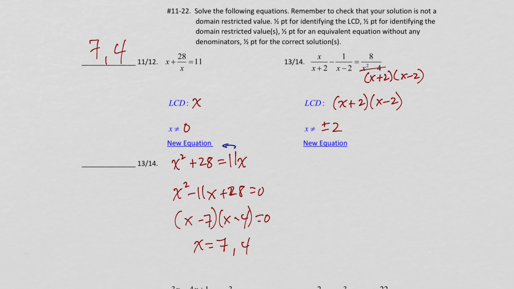When you're multiplying this, basically the easiest way to do this is to multiply the numerator by what's missing from the denominator. So in other words, I'm going to take the numerator x and I'm going to multiply by what's missing from the denominator, x minus 2.